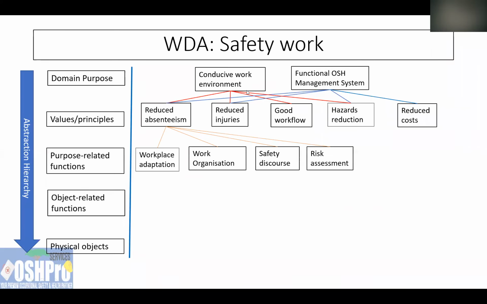So now already you've seen that we have connections: if you want to have a conducive work environment, you have to reduce absenteeism. How do we reduce absenteeism? By workplace adaptation, by work organization, by safety discourse, by having risk assessment. Already here we can see what we need as the domain purpose, how we can do it, and what we need to do. So we have what, how, what.